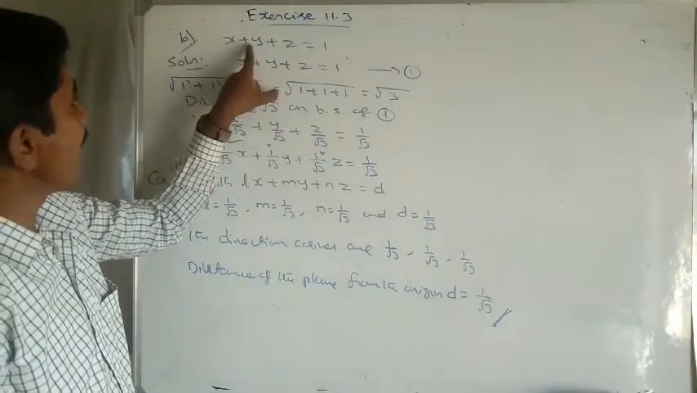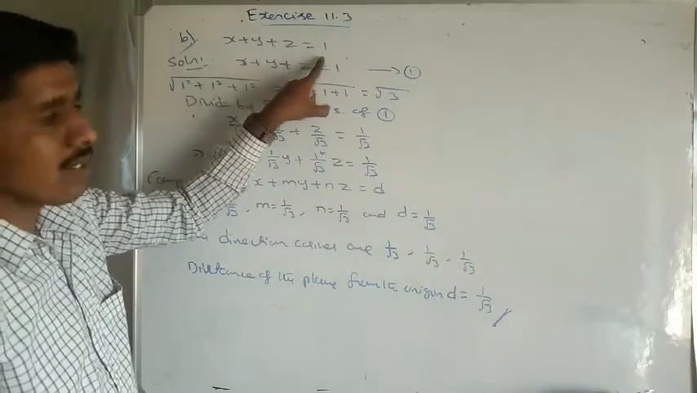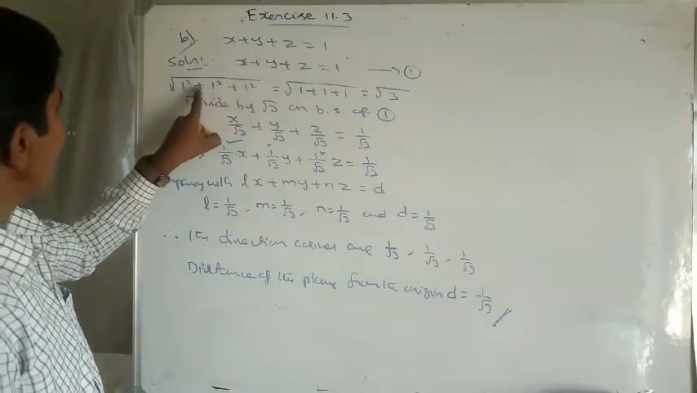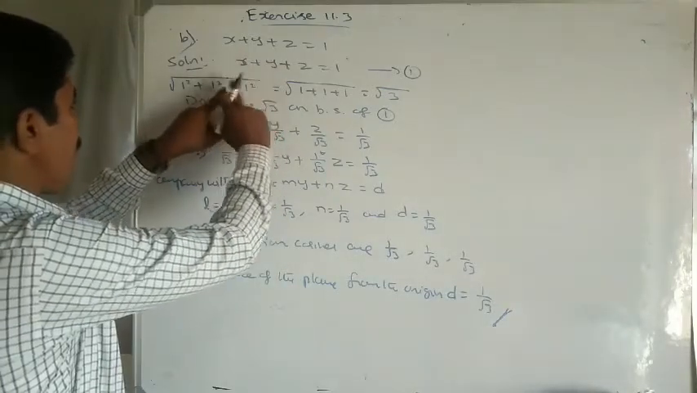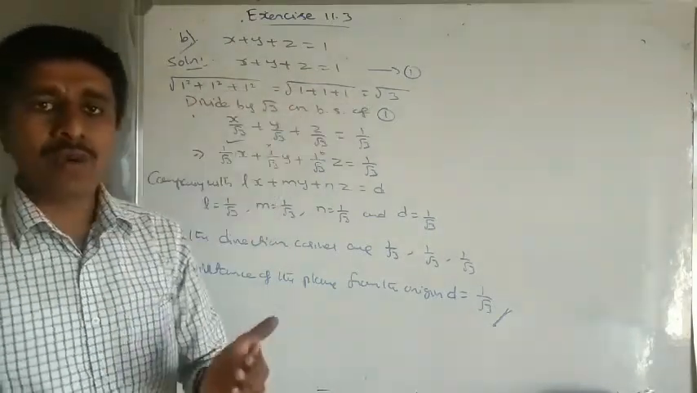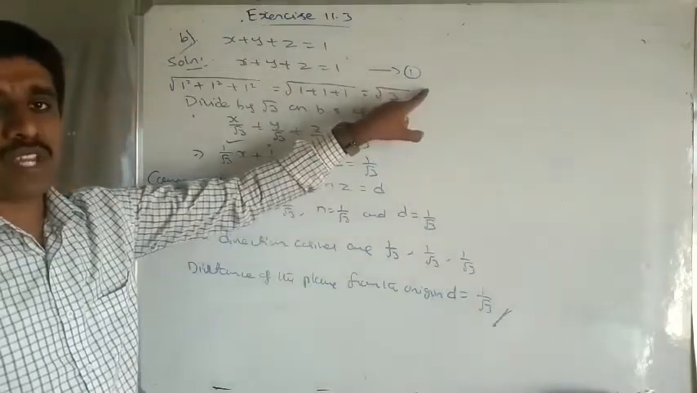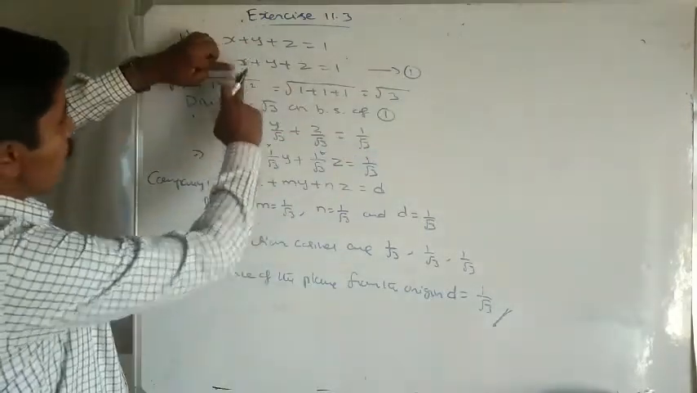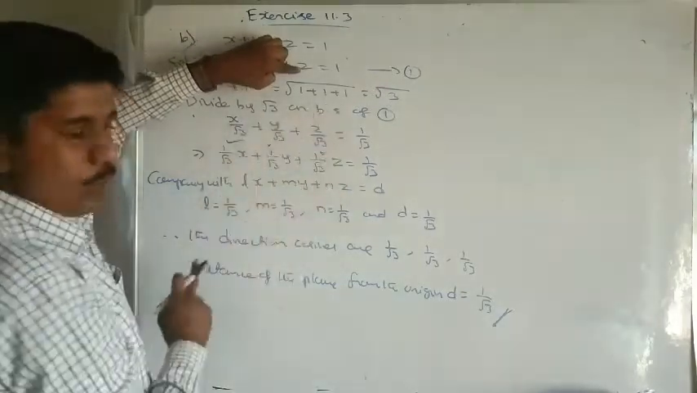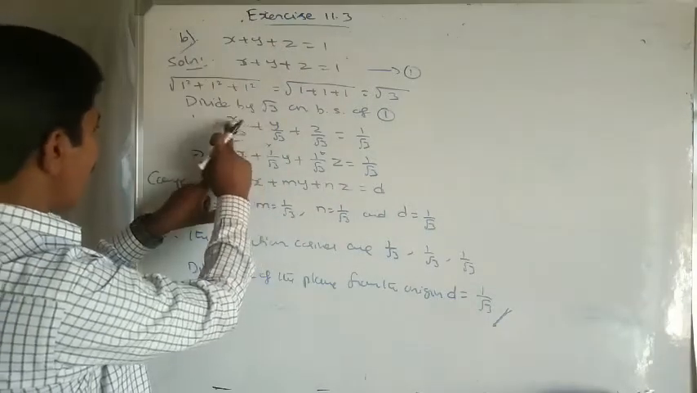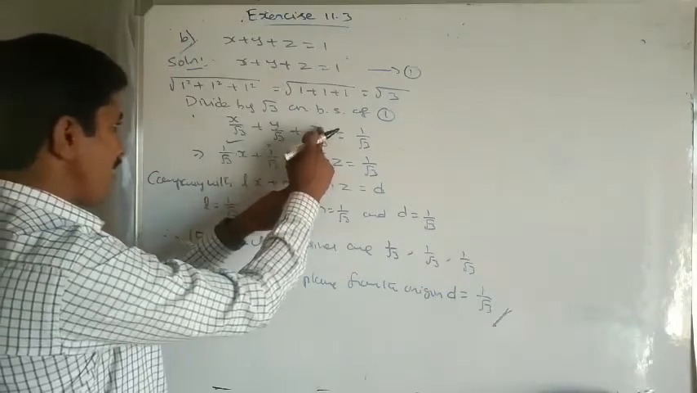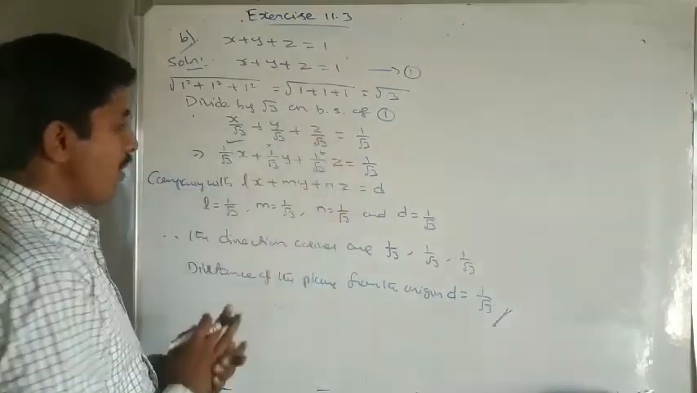Here the given plane equation x plus y plus z is equal to 1, called equation 1. Square root of x coefficient 1 square plus y coefficient 1 square plus z coefficient 1 square. Simplify, we get root 3. Divided by root 3 on both sides of equation 1: x by root 3 plus y by root 3 plus z by root 3 is equal to 1 by root 3. This can be written as x coefficient 1 by root 3 into x, y coefficient 1 by root 3 into y, z coefficient 1 by root 3 into z is equal to 1 by root 3.